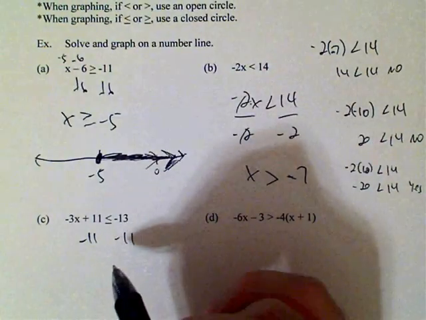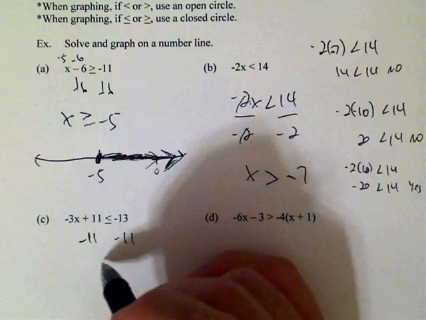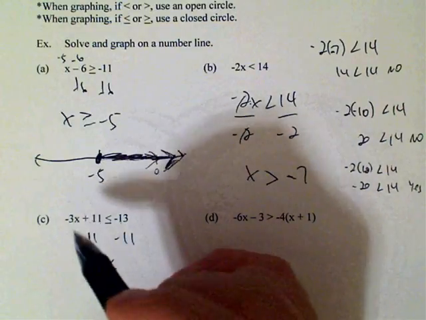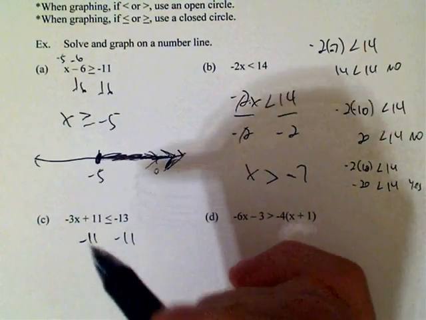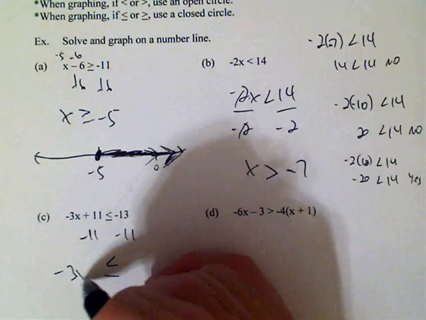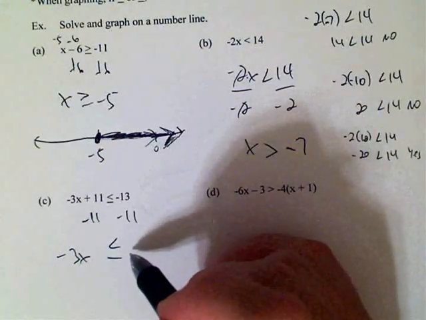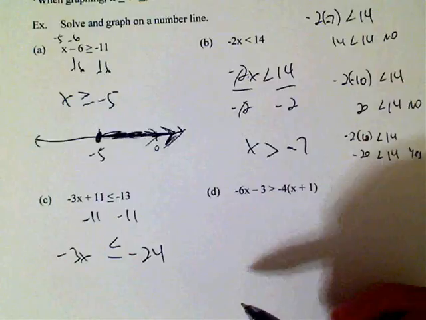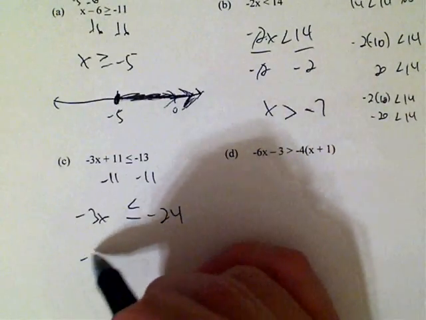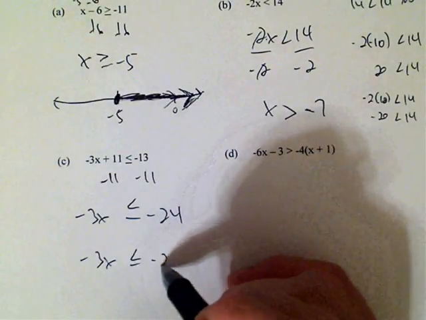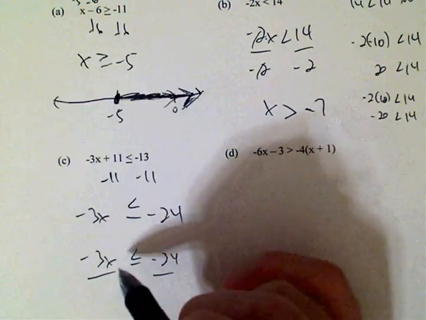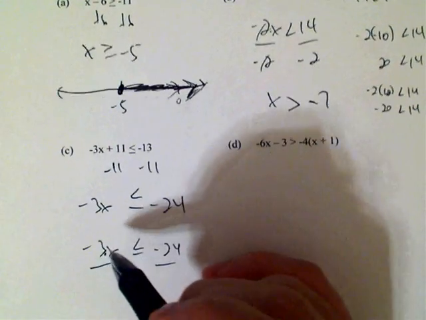Don't care about addition or subtraction. That's going to change. That's going to stay the same. We only worry about if you multiply or divide by a negative number. So left side we have a negative 3x. Right side, when you combine those, you get a negative 24. To solve this, we're going to divide because it's negative 3 times x. And what do you divide by? That negative 3 in front.